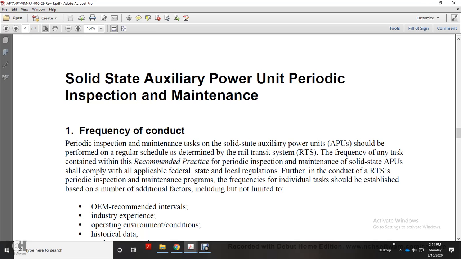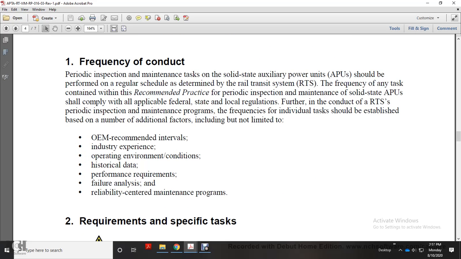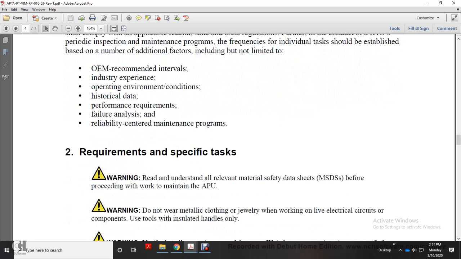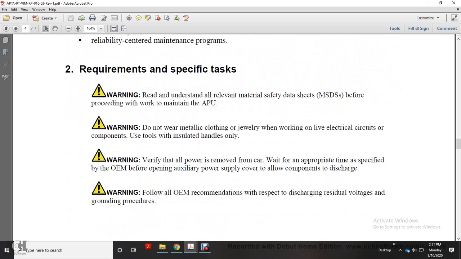Further, the conduct of the rail transit system periodic inspection maintenance program with the frequency of the individual tasks shall be established based on a number of additional factors, included but not limited to: original equipment manufacturer recommended intervals, industry experience, operating environmental conditions, historical data performing the requirements, failure analysis, reliability centered maintenance programs. Requirements specific to the task.